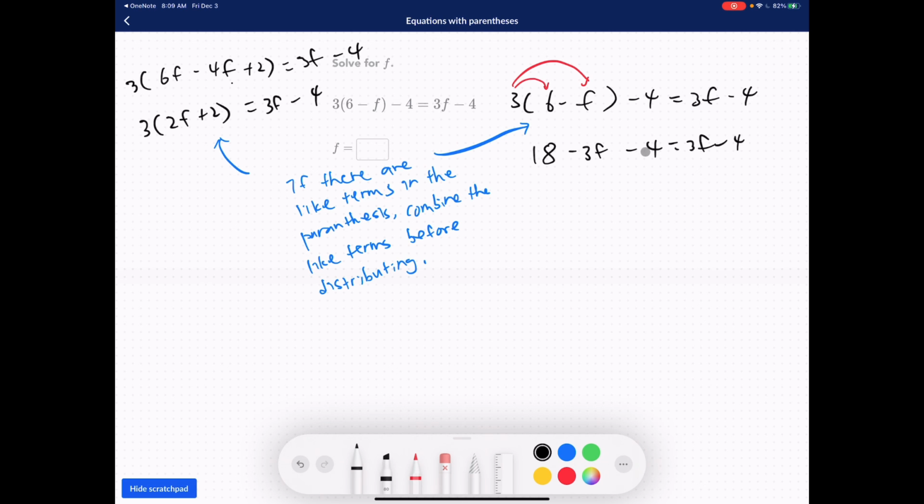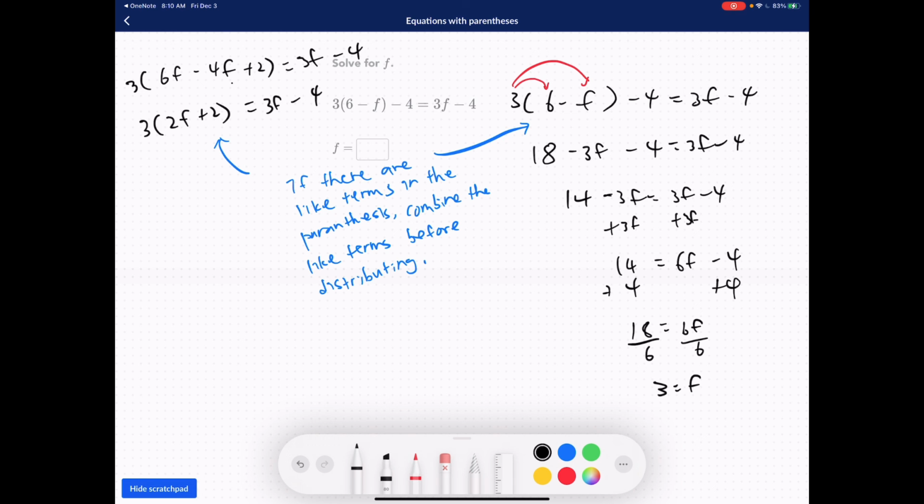This is an integer and that's an integer. 18 minus 4 is 14. And then minus 3f is equal to 3f minus 4. And then we're going to add 4 on both sides. We can get rid of this negative 3f. Add 3f on both sides. And then we got 14 is equal to 3f plus 3f, which is 6f, minus 4. Add 4 on both sides. And then 14 plus 4 is 18 is equal to 6f. And divide by 6 on both sides. I got 3 is equal to f. So my answer is 3f.